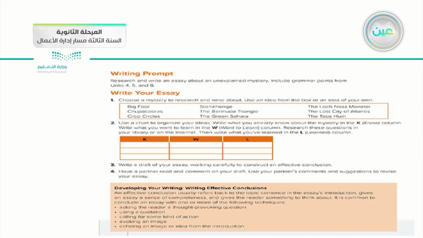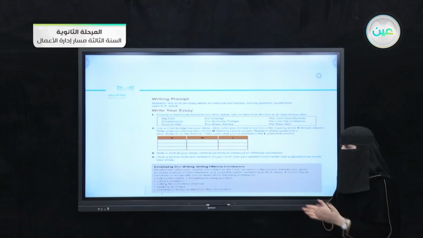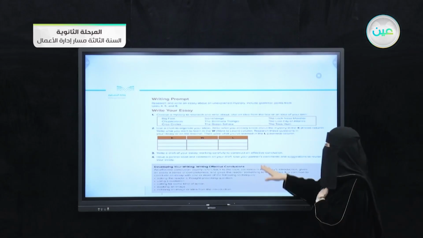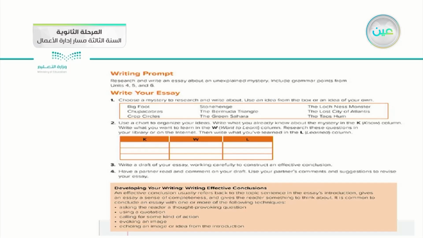Number 3, write a draft of your essay, working carefully to construct an effective conclusion. So what do you think it is? When we transfer our ideas through that chart and analyze it, the last thing you want to do is make a draft for it. Before you give the final essay, you should make a draft. And make sure that you make an effective conclusion.